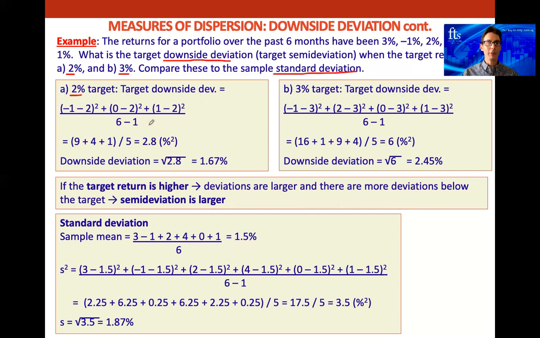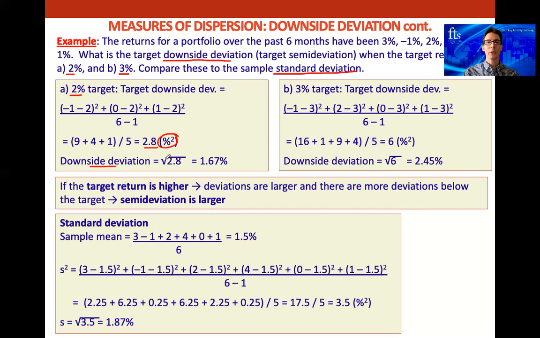So if we then go through all of our deviations in the numerator and divide by the number of observations minus 1, which is 5, we get an answer of 2.8, but that is going to be in, again, percentage squared. We can almost think of that as the variance. But if we want to work out our deviation, what do we do?